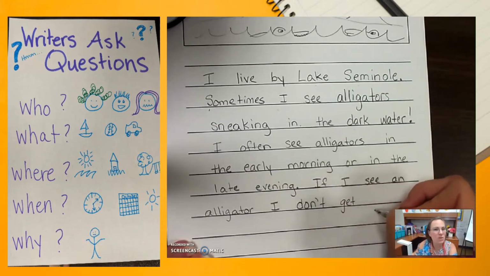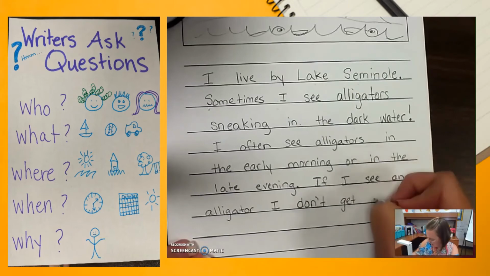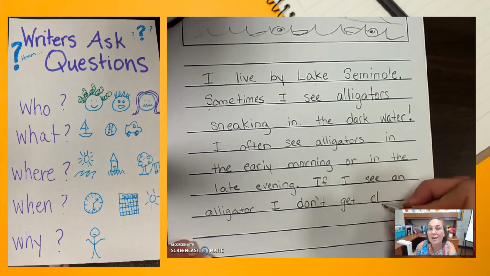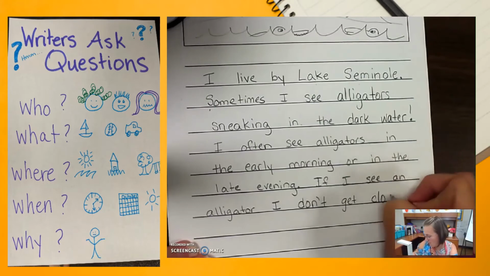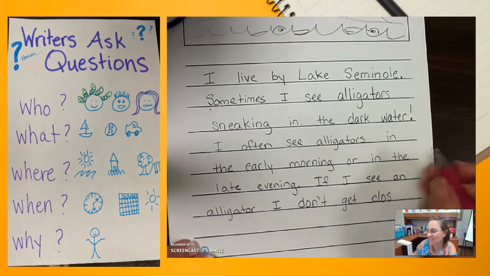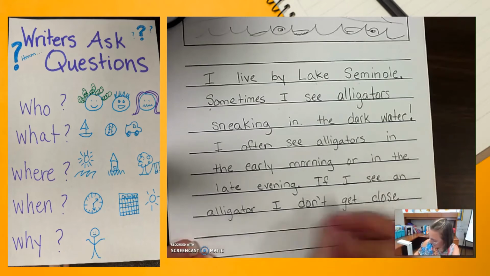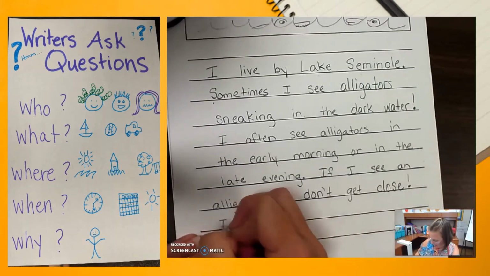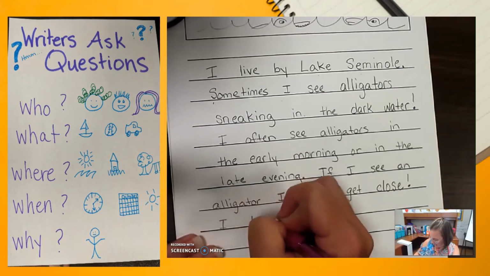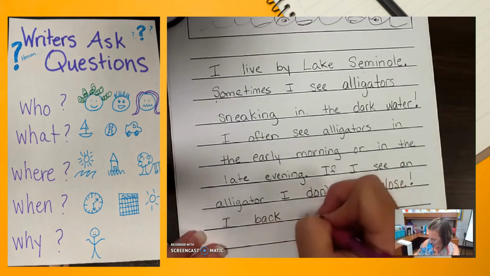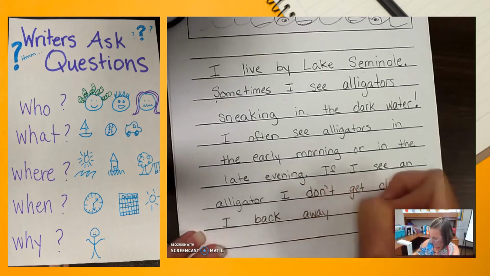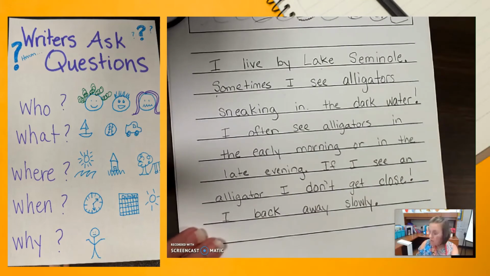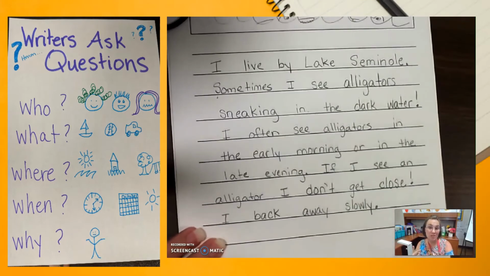Cool. Hey, that's a blend. What two letters do I need? That's right, C-L. Cool. O-S. I hear a long O. O-S. What do we need at the end? That's right, an E. If I see an alligator, I don't get close! Exclamation point, because that would be dangerous. I back. CK makes the K. I back away slowly. Period.